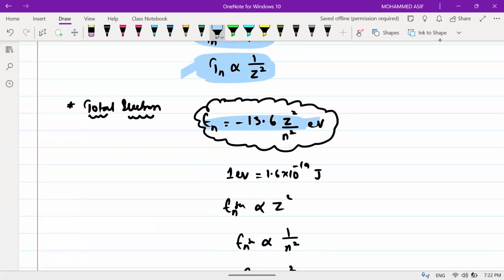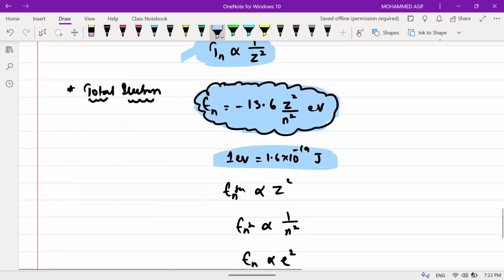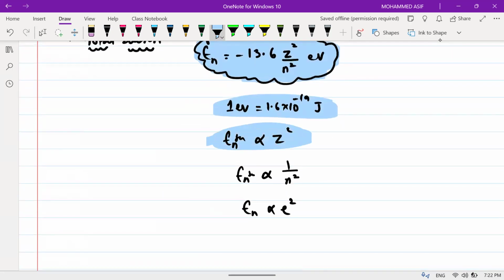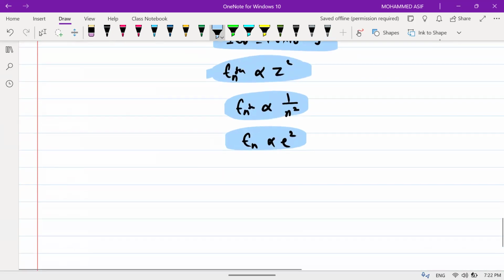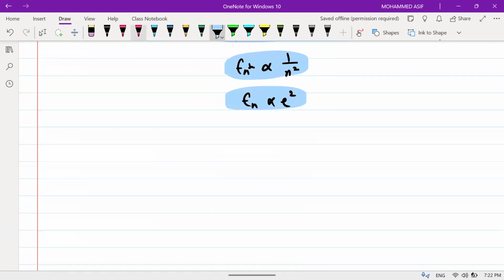Total electron energy of your nth orbit is equal to minus 13.6 into Z square divided by n square. Unit is right now your electron volt. And 1 electron volt is equal to 1.6 into 10 power minus 19 joule. So energy of nth orbit is directly proportional to Z square, inversely proportional to your n square, directly proportional to the square of the charge of your electron. Am I clear? Yes, sir. And next one is energy levels.